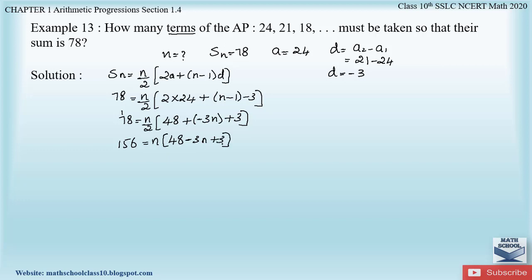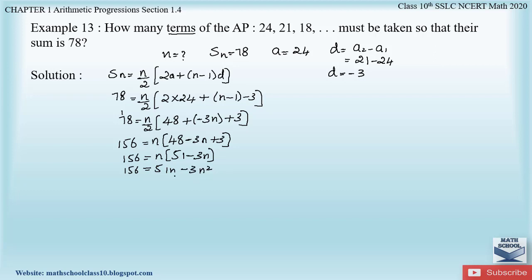So what is 48 plus 3? It is 51. So n into 51 minus 3n. So now let us open the brackets. If we open the brackets, we get 156 is equal to 51n minus 3n into n is minus 3n square.